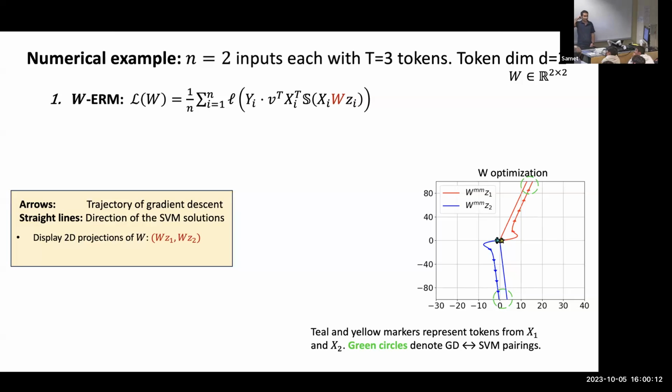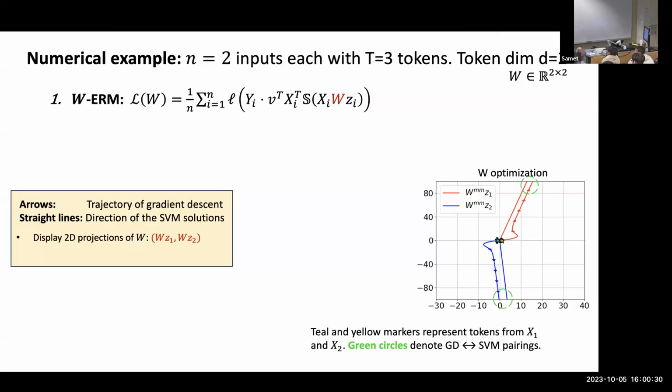Can you elaborate what is the SVM setup exactly? Oh yeah, I will come to that in a second, maybe in a few slides. Basically there will be a clear SVM problem, and when you solve it, you get the straight lines. Okay. Yeah.